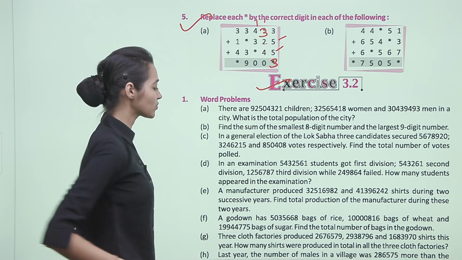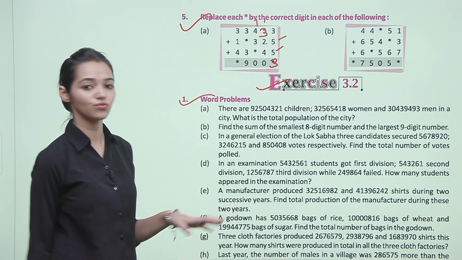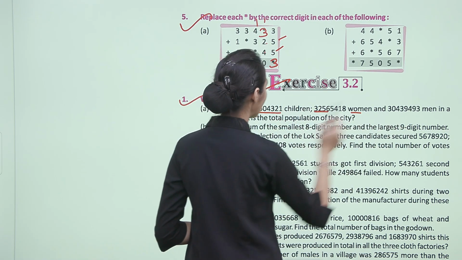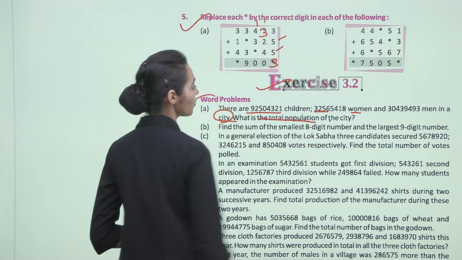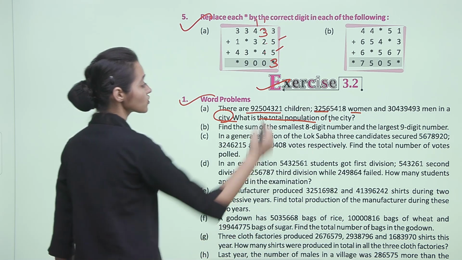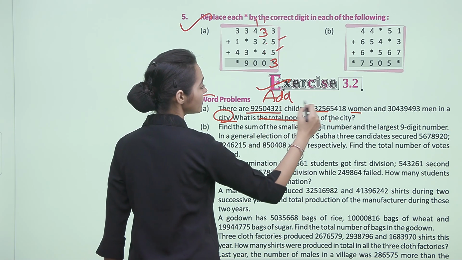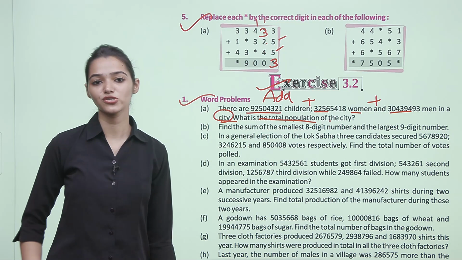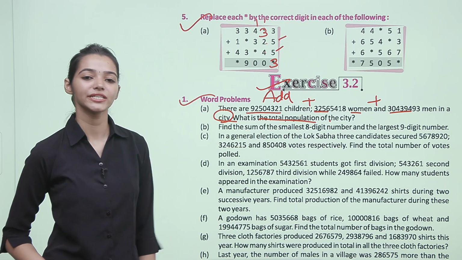Now in the next one, exercise 3.2, in the first one we have a word problem, that there are this many children, women and men in a city. What is the total population? For the total population, we will add the children with the women and the men, and that's how we can find the total population of the city. That's how we can complete the remaining part.